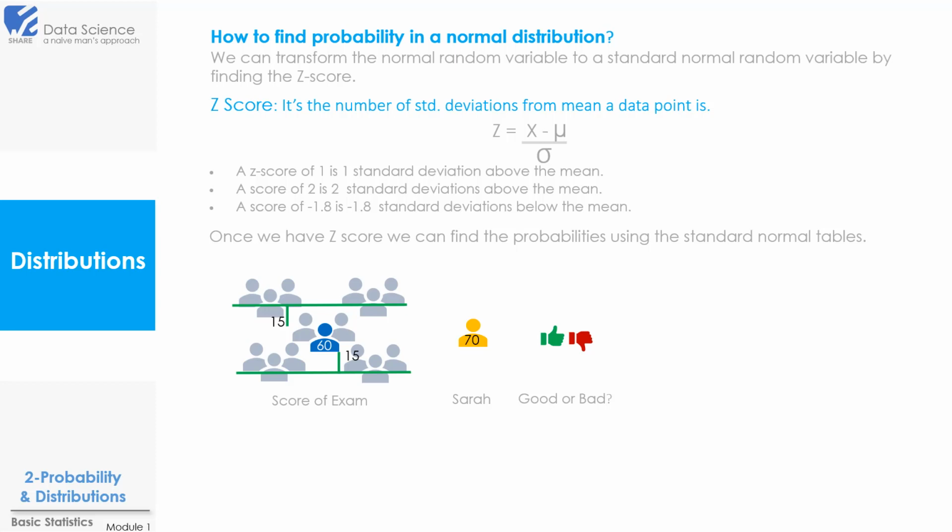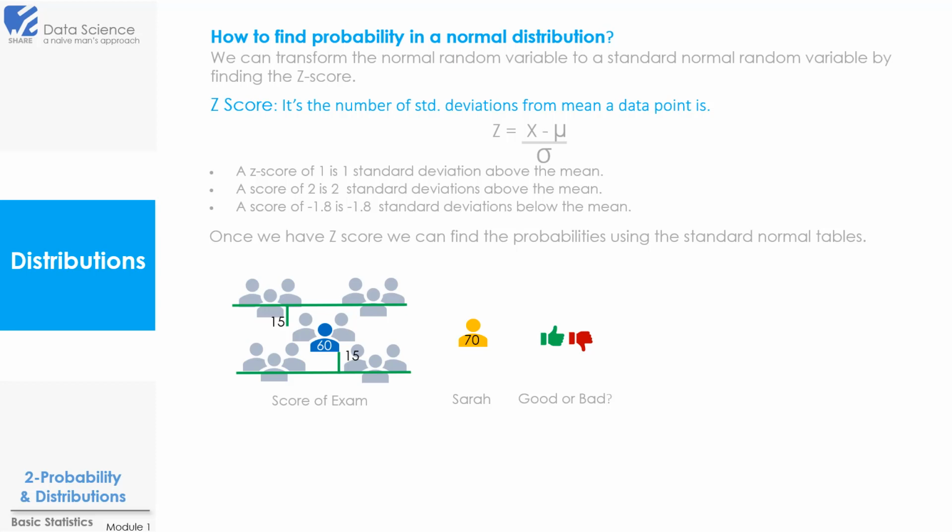But if somehow we can know how many students have scored more or less than Sarah, then this number 70 will be meaningful for us. And yes, we can do it by studying the scores of all the students. But remember, studying the population is rarely possible. And we always study a sample to derive the conclusion about the population. And that is the whole point of doing statistics.